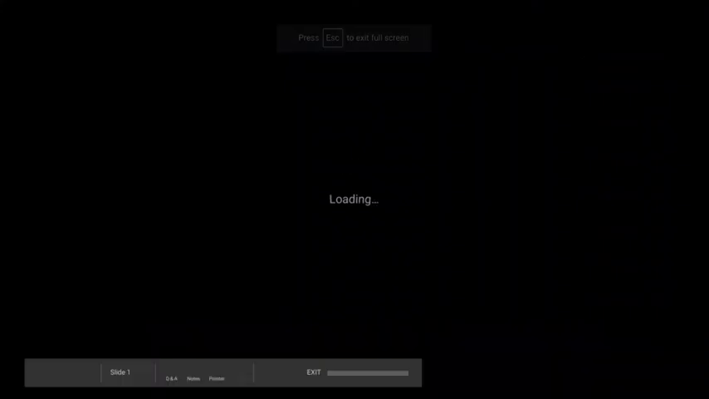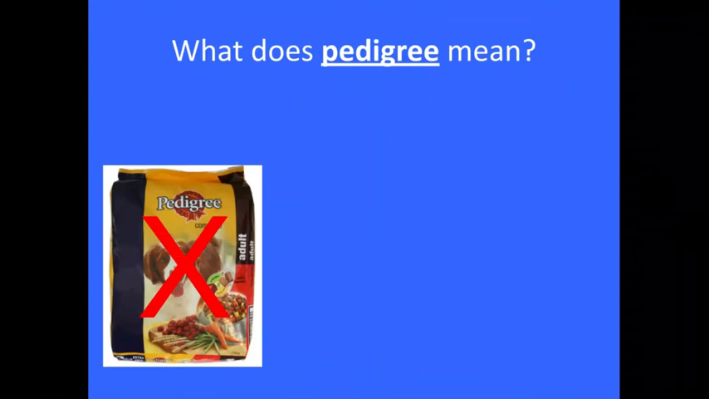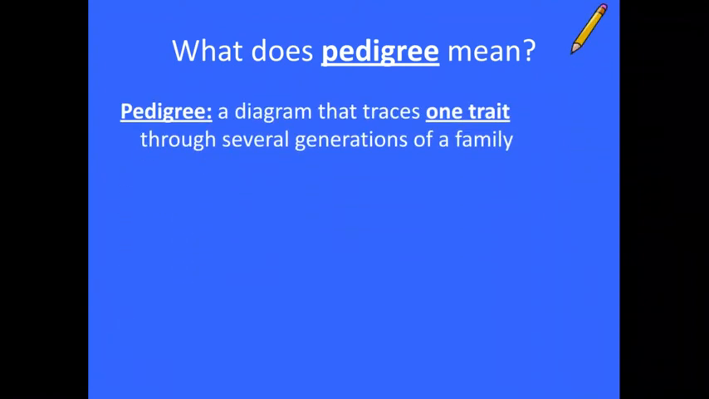Okay, today what I want to do is take a look at how to read a basic pedigree. So what does pedigree mean? All right, no, it's not just the dog food. A pedigree is a diagram that traces one trait through several generations of a family.